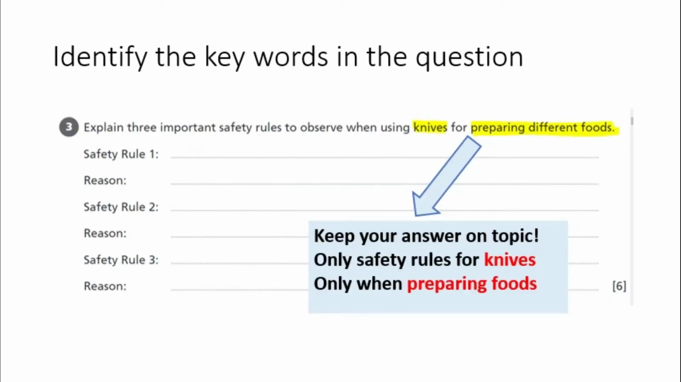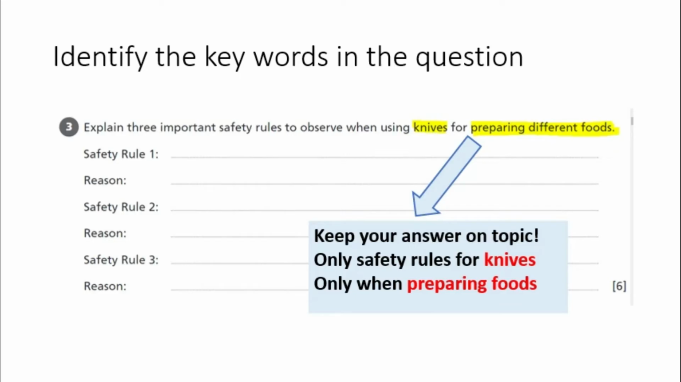As well as the command word at the beginning of the question, also identify the key words in this question. You can use a highlighter pen, you can circle keywords, or you can underline them. This helps you to focus on what the question is asking and helps you to keep on topic. You'll notice we've underlined some of the keywords, such as knives and preparing different foods.